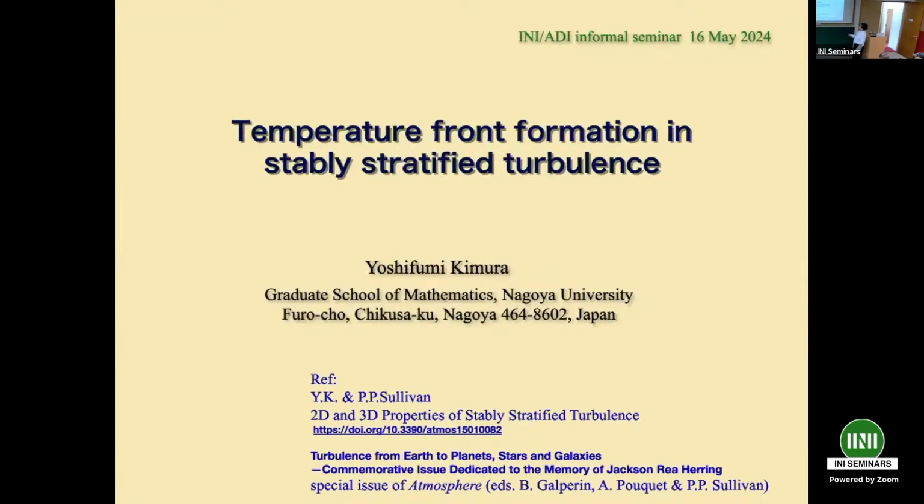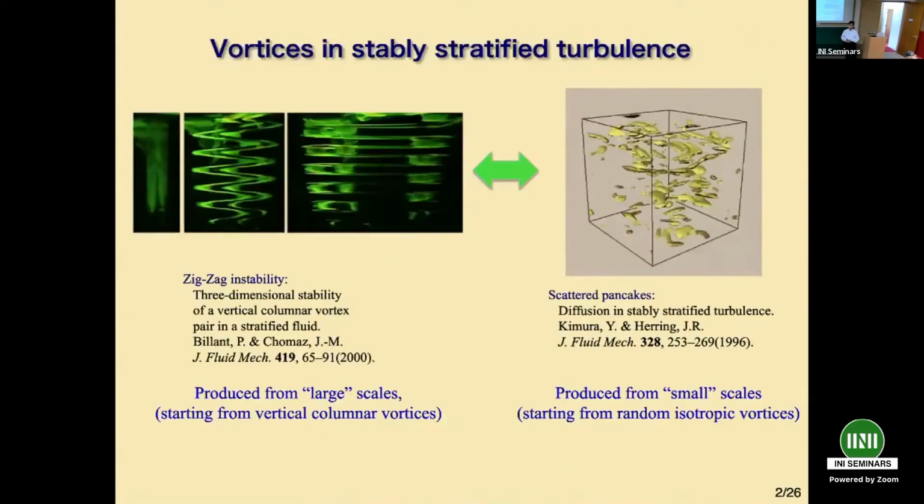Okay, so temperature front formation in stably stratified turbulence is the title. I'd like to start with an old story about the motivation of my research. It goes back maybe 30 years ago. Vortices in stably stratified turbulence is a very naive question.